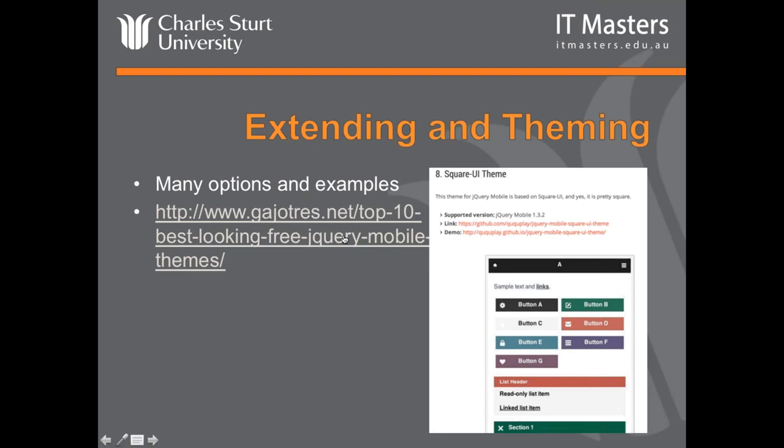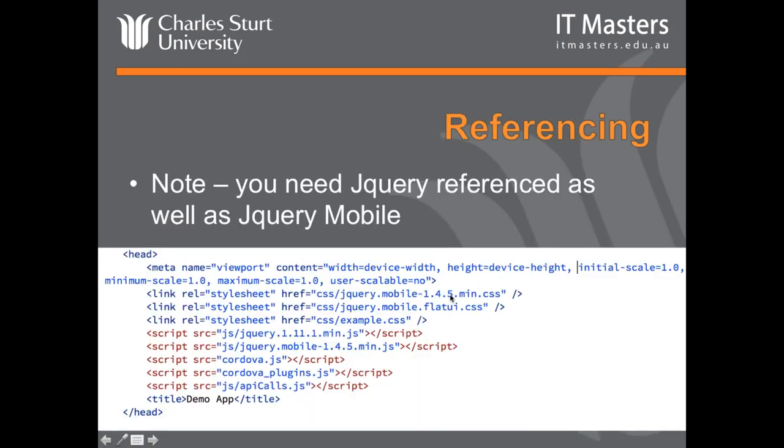Okay, now you can extend it and you can change it. By default, jQuery is not the most amazingly attractive UI. It's not too bad, but you can certainly change it. There are lots of examples where you can do that. Now, I've actually extended this one a little bit, and I've used the Square UI theme. I've downloaded that and added it in. I'll show you that. But that link there will take you there if you want to look at some more themes as well, if you want to change it.